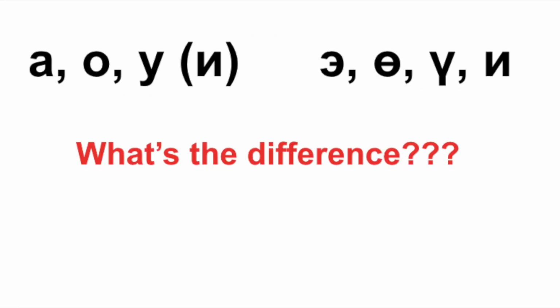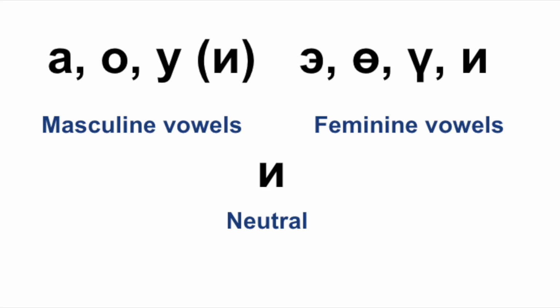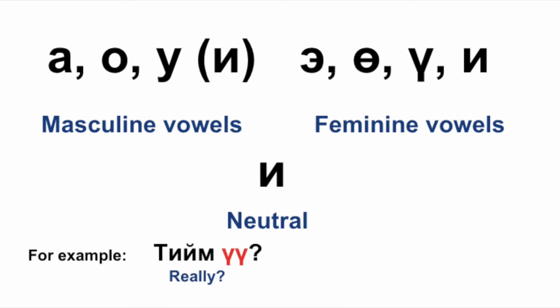By the way, what do you think is the difference between these two groups of vowels? The answer is the first group is masculine and the second group is feminine vowels. We can talk more about that later though. And also you might be wondering about i. Very quickly I will mention that although this vowel is technically neutral, neither masculine nor feminine, it usually takes u. For example, timu.